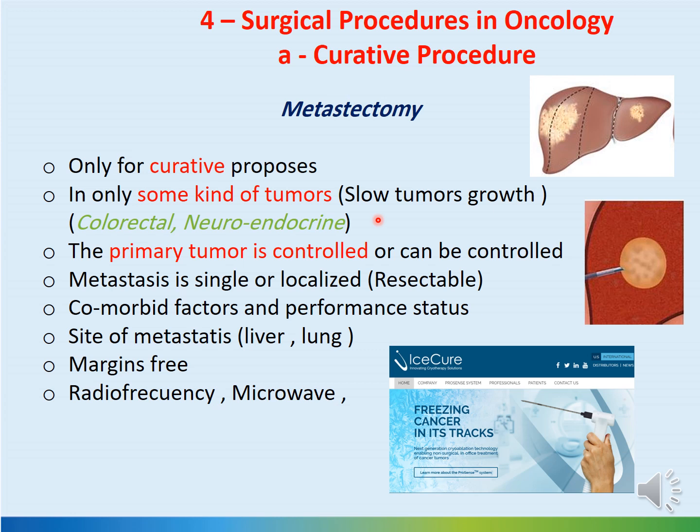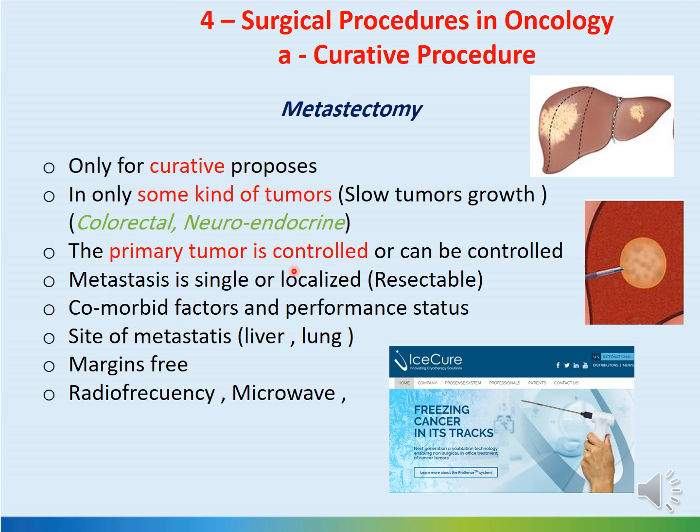Number one, the primary tumor should be controlled. When we remove the metastasis, we have to make sure that we'll be able to remove the primary tumor. And when we do this, we can do the metastectomy in the same setting as when we remove the primary tumor, or in another setting. So number one, we have to make sure that the primary tumor is controlled or can be controlled.